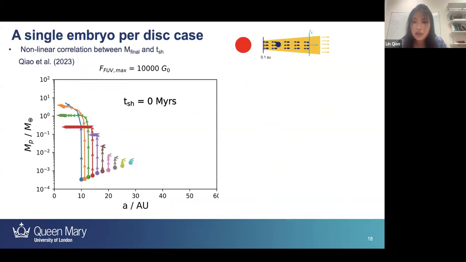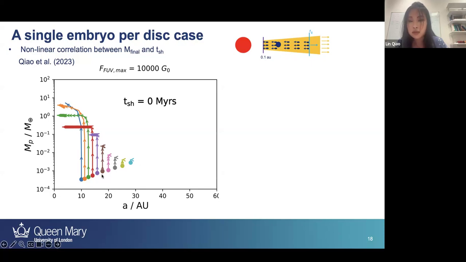Indeed, in our simulation of planet growth via pebble accretion with a single embryo in a disk, for disks that are subject to a strong level of FUV radiation, the effects of the initial shielding time are significant. So on this plot, it is the evolution of the planet mass on the y-axis versus the semi-major axis of embryos injected at different semi-major axis locations, indicated by different colors.